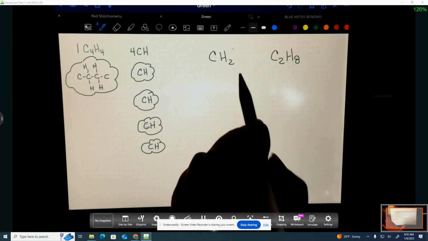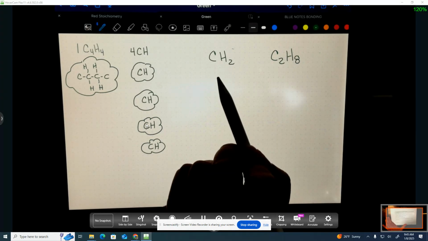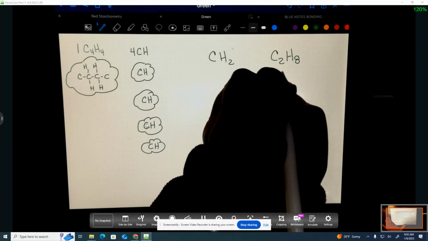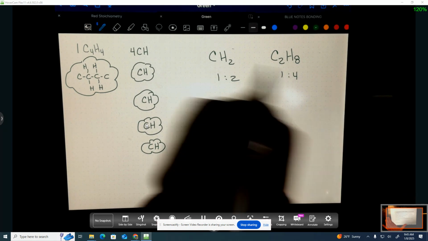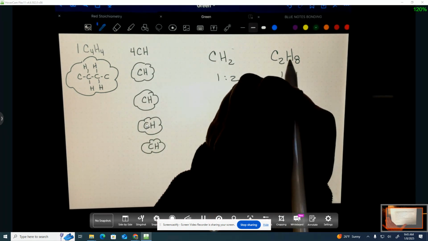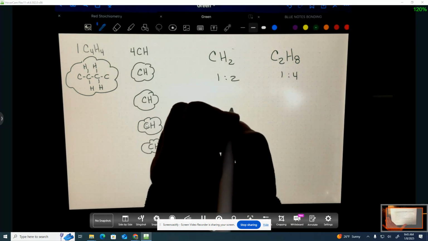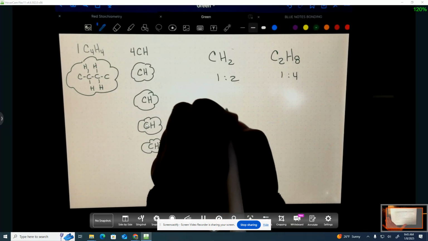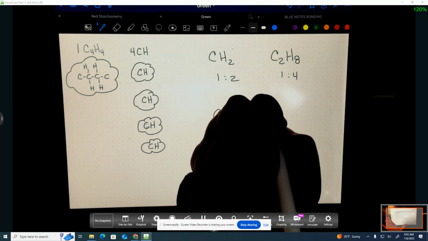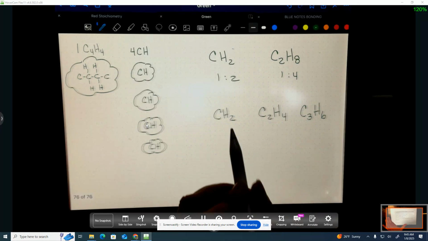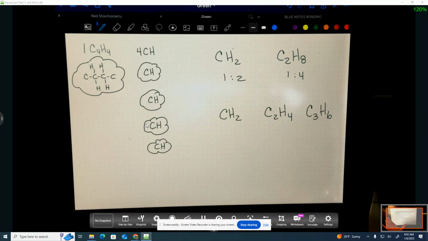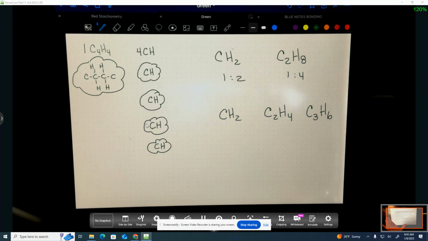So if the empirical formula is CH2, is C2H8 correctly paired with this empirical formula? No. This would be a 1 to 4 ratio. This is a 1 to 2 ratio. See the difference? This is not the empirical formula of C2H8. The empirical formula CH2 could be C2H4. It could be C3H6. Anytime you have a 1 to 2 ratio. See that? Okay. All right, let me shut this video off.